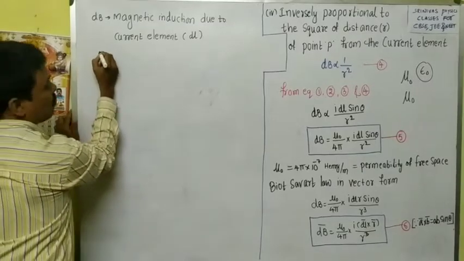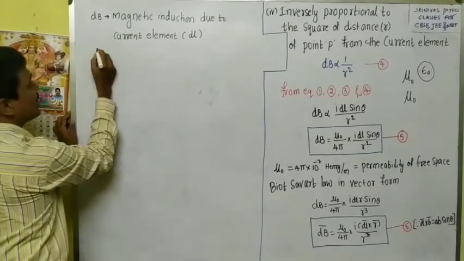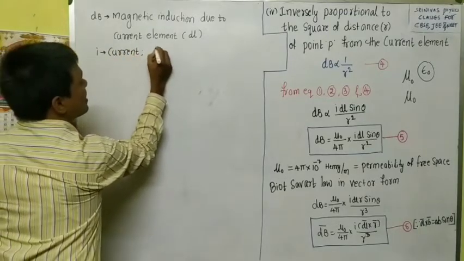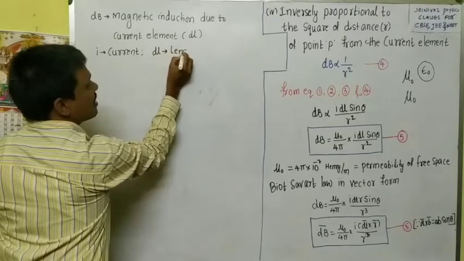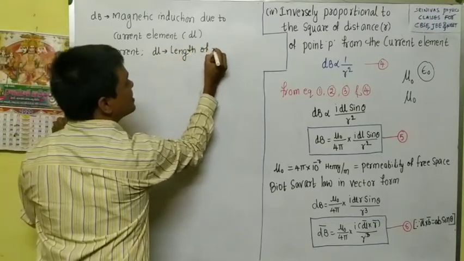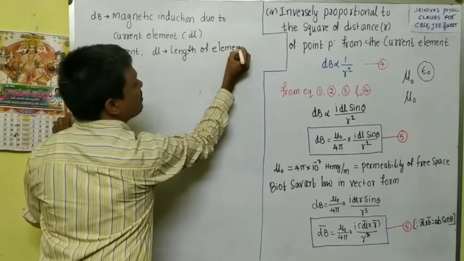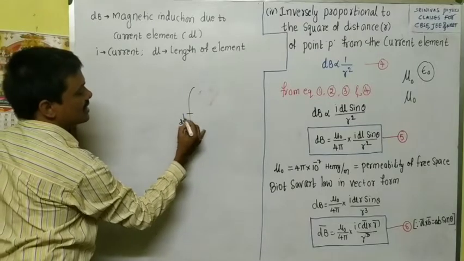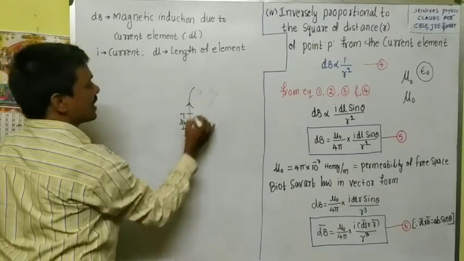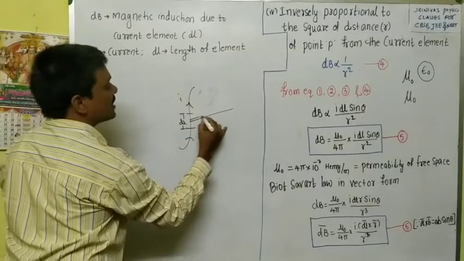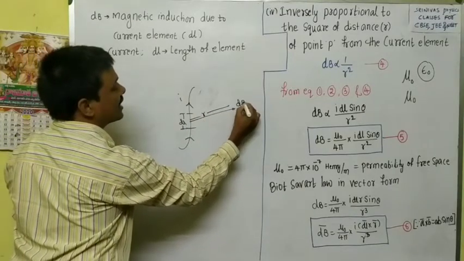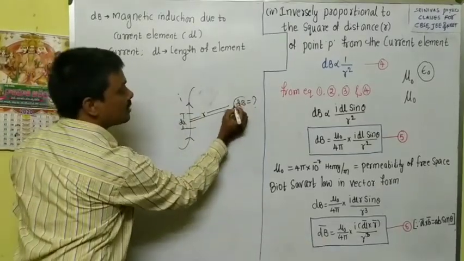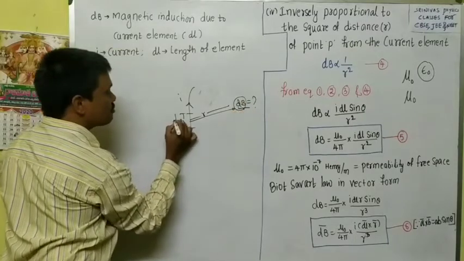What is I? We know I is the current. What is dl? dl is the length of the element on the wire. An element is a small part on the wire, and its length is dl. This is a current carrying wire, and due to this element at a distance r, I want to find the magnetic induction, that I am considering as dB. Then we got the dB formula. Why are we considering dB? dB is the small magnetic induction due to a small element.